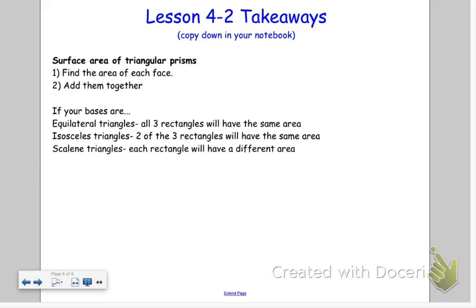Alright, so here are the takeaways. If you want to find the surface area of a triangular prism, you have to find the area of each face and then add them all up. And just keep in mind, if you have equilateral triangles for your bases, all three of the rectangles will have the same area. If you have isosceles triangles for your bases, then 2 of the 3 rectangles will have the same area. But if you have scalene triangles for your bases, each rectangle will have a different area.